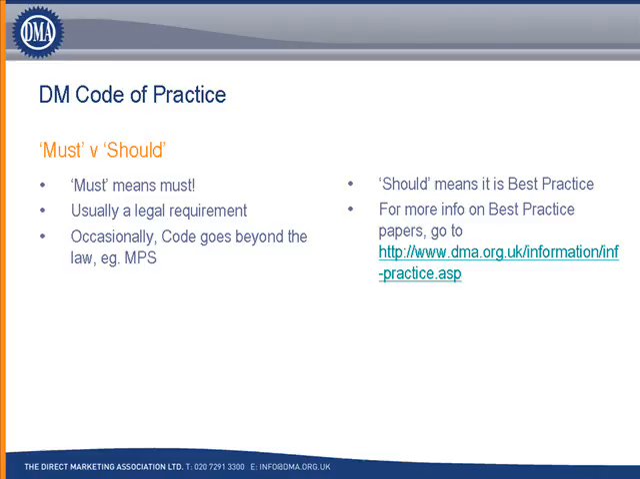This is usually when it's a legal requirement, but occasionally our code does go beyond the law, because we know that if we don't, legislators will only come in and increase the requirements anyway. So it is to preempt any kind of restrictive legislation by going beyond the law and by including must clauses that are not law currently. An example of this is MPS, the Mailing Preference Service. Again, Scott will tell you about this later on in the session through the Preference Services talk. But this is an example where we include it as a must.